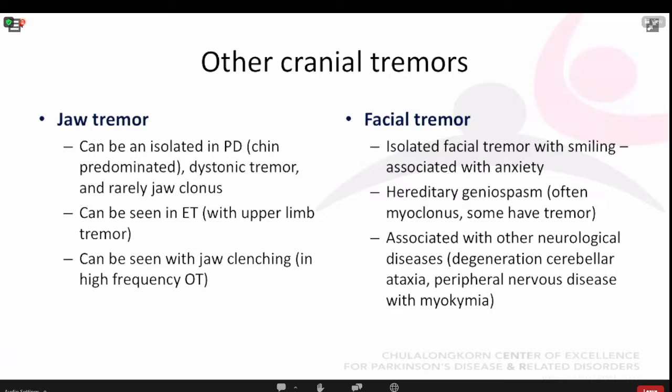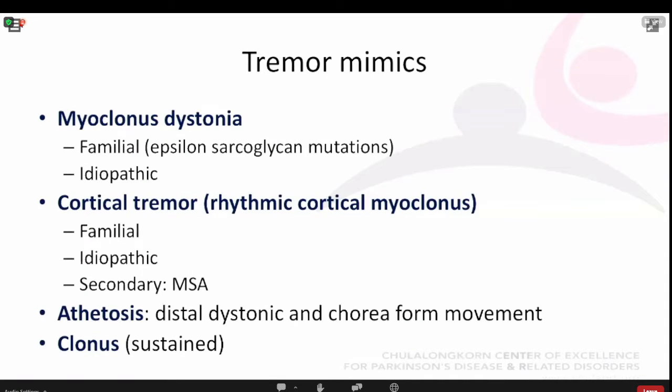And this is another cranial tremor. For the tremor examination, you have to keep in mind there might be other tremor mimics. For example, cortical tremor, which is actually cortical myoclonus that is quite rhythmic, that can be found in familial or idiopathic cases, maybe in MSA. Another one is athetosis. Athetosis is a distal hand dystonic posture, also with choreiform movement, but sometimes it can manifest as rhythmic, so it might be confused with tremor. And another one that I mentioned is clonus.